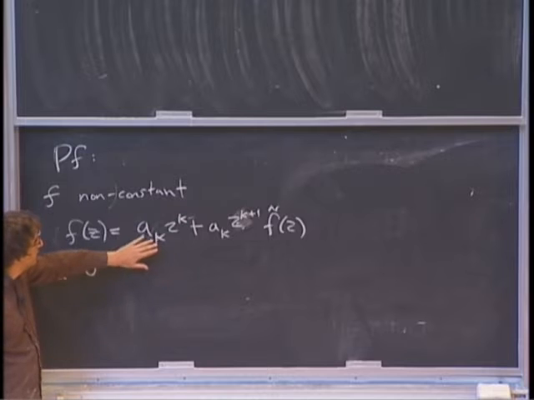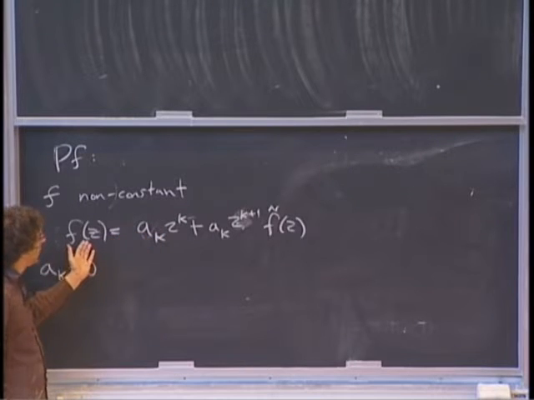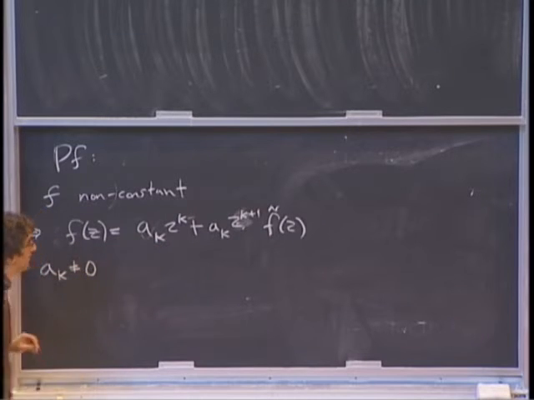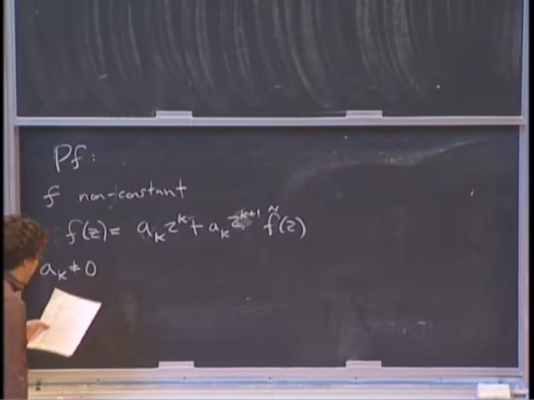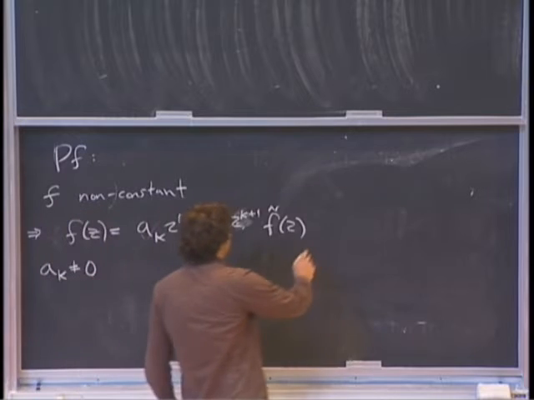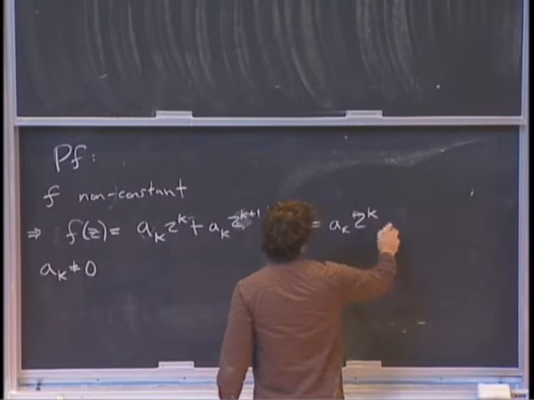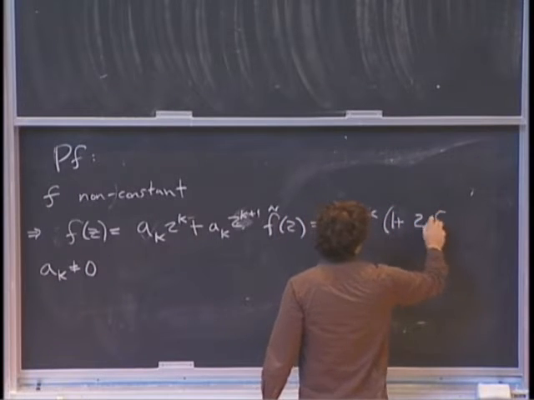And the idea is basically, if this was not possible to do, then f of z would vanish to infinite order at 0, and that would mean it had to be identically 0. So that's where the holomorphic comes in. But now, once we do that, we just rewrite this as a_k z^k times 1 plus z f tilde of z.